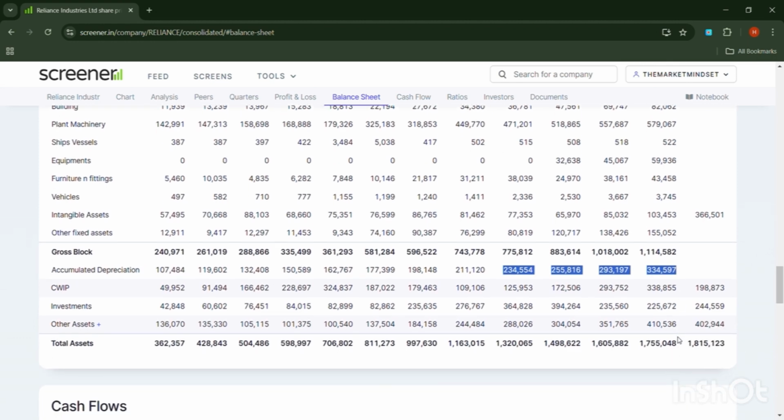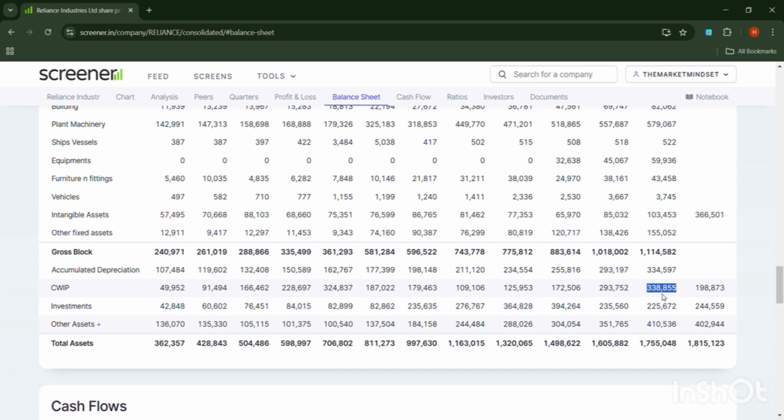Next comes the CWIP, or capital work in progress. It basically refers to the money spent on assets that are still under construction or development. These are the assets the company is working on, but they haven't been completed and put into use yet. Increasing CWIP is normal when the company is investing in new projects like building, machinery, or infrastructure. It indicates the company is expanding and investing for the future.